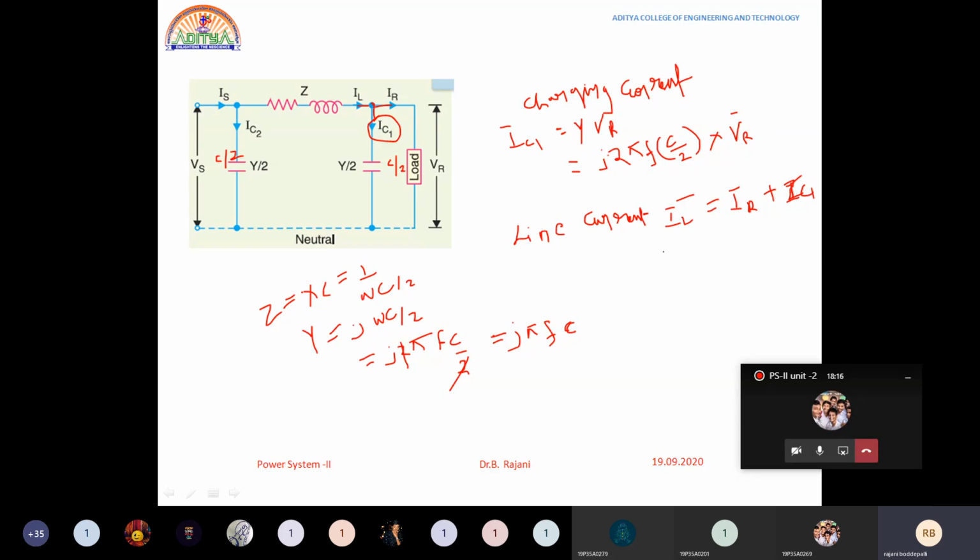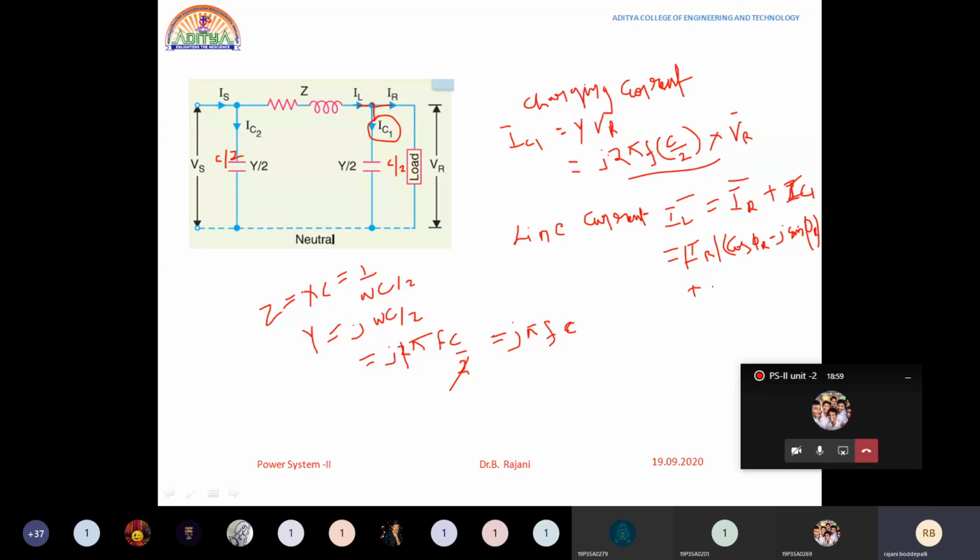Now this can be resolved like this. And here this can also be written as IL. How can you write this IR? IR mod cos phi r, we can also write like this, cos phi r minus j sin phi r. This is the thing for IR bar, separating the magnitude and angle, plus IC1. What is IC1 I got? This is the thing.